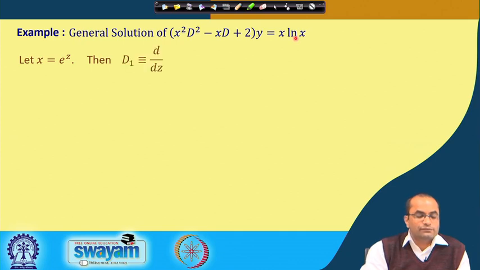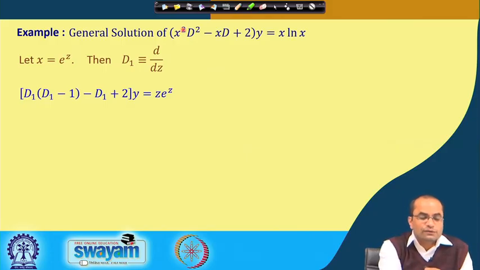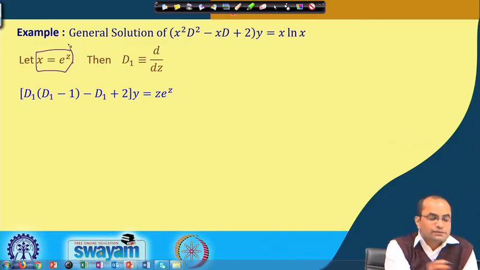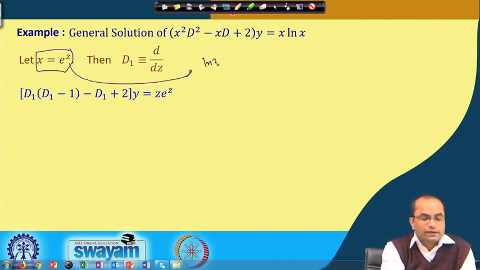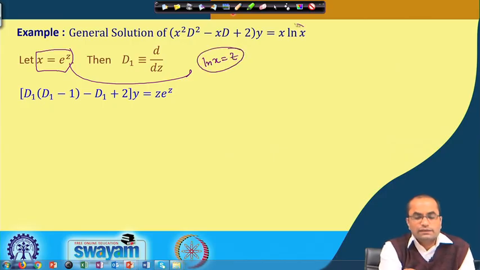Then we know already that if we have D1 as d over dz, then this equation will be converted. The x square d square term will be taken as D1 (D1 minus 1), the x d term will be replaced by D1, and plus 2 operated on y is equal to the x here, which is e power z. So, this is given here, and then ln x. From here, ln x is equal to z, so this ln x will be replaced by z, and this x will be replaced by e power z.